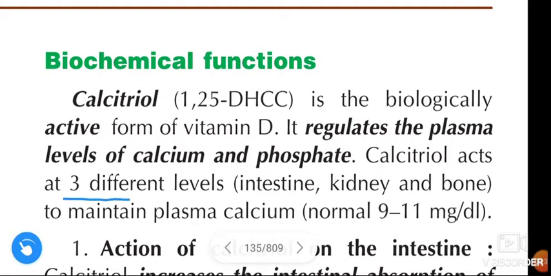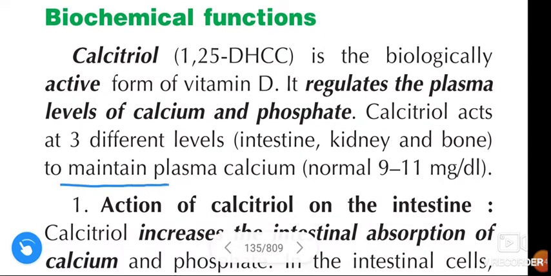Calcitriol acts at three different levels, at intestine, kidney and bone, to maintain the plasma calcium, and the normal plasma calcium level is 9 to 11 milligram per deciliter.